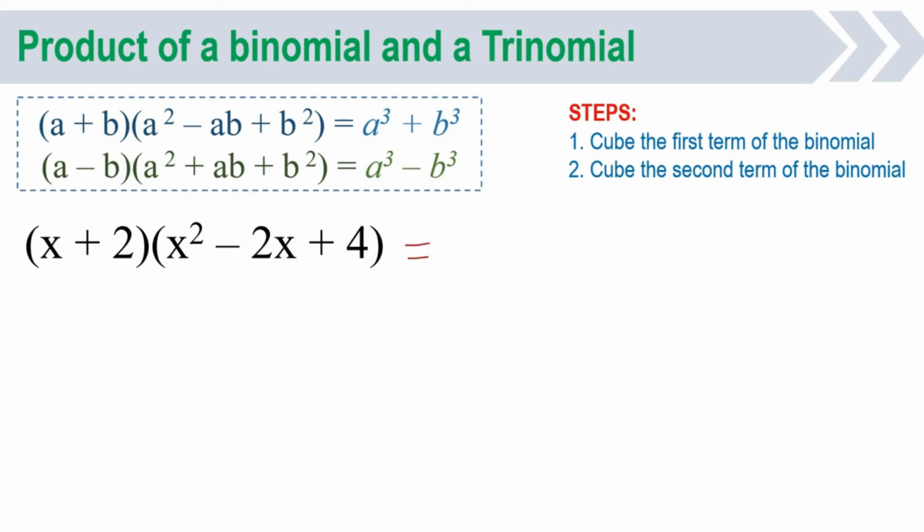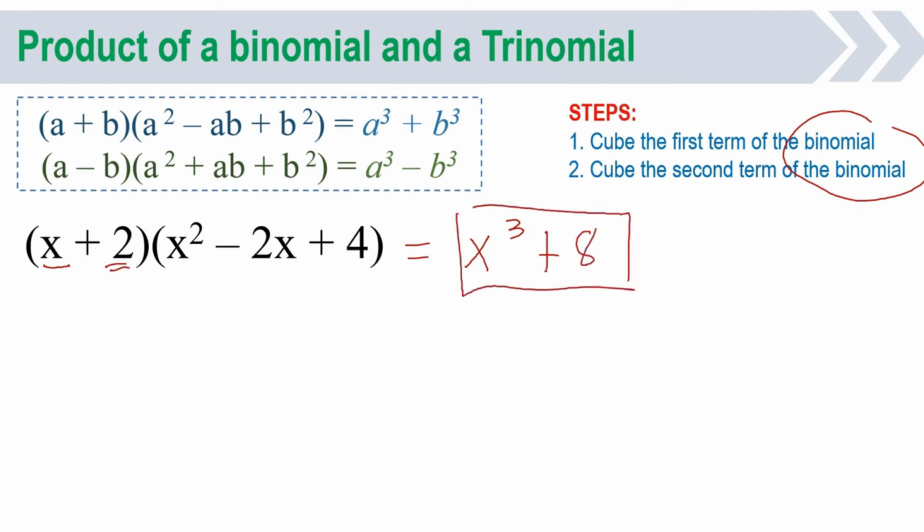So the answer, you will just be depending on the binomial. Cube the first term of your binomial. So we have x as our first term. We just have to write x cubed. Then second, cube the second term of the binomial. Second term of binomial is 2. So 2 cubed will be 2 times 2 times 2. 2 times 2 is 4, times another 2 is 8. And that's it. We have x cubed plus 8.